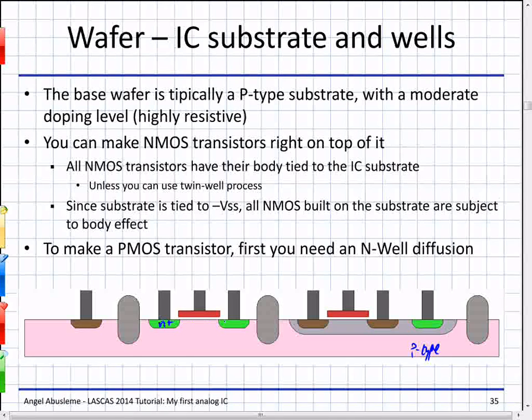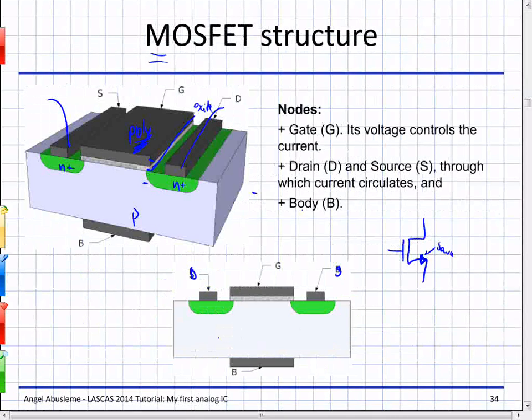So we have N plus implants or diffusions. And then we have an NMOS device. Here is an NMOS device. So where's the body connection here? I don't see it. Does anyone see the body connection? To the left, right here. So this is the body of the chip, of this transistor, which is shared among all NMOS transistors.